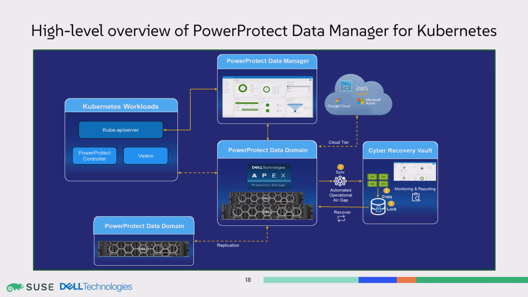A protection policy can be created from the Data Manager UI to back up the cluster assets. Once the backup is successful, the backup can be replicated to another data domain. It can be sent to the cloud with cloud tier option, and it can be also sent to the cyber recovery vault to isolate the critical backup copies with the help of cyber recovery solution.